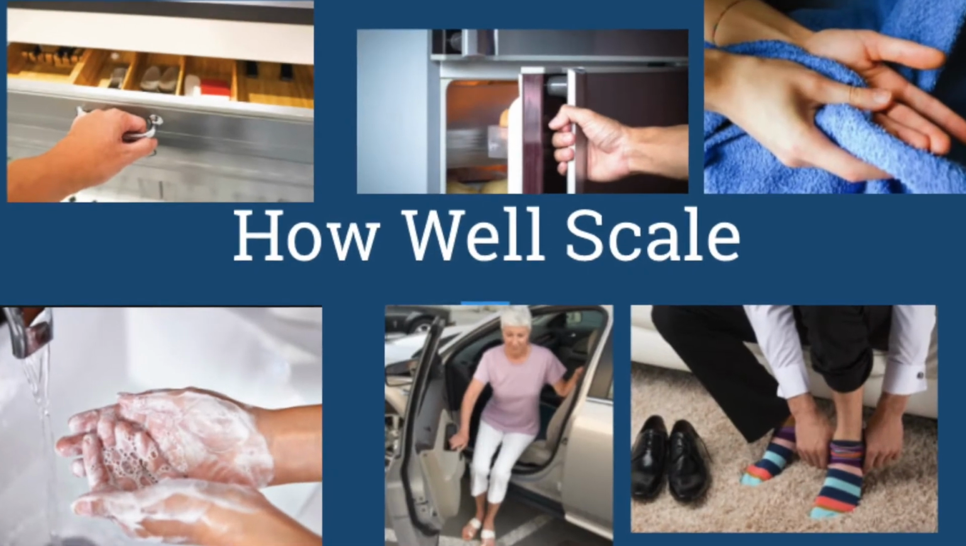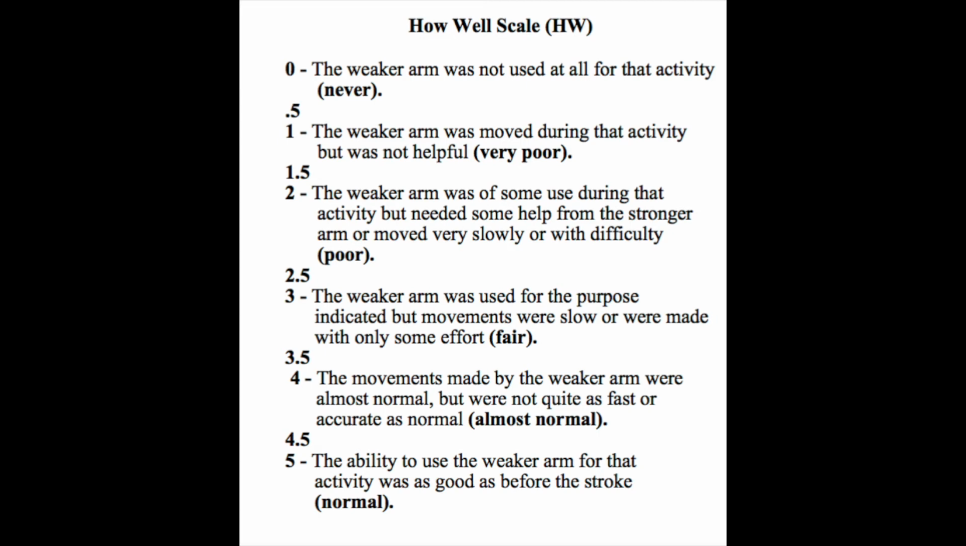Next is the how well scale. The how well scale measures how well the client believes that they used their affected arm. 0 indicates never, 1 indicates very poor, 2 indicates poor, 3 indicates fair, 4 indicates almost normal, and 5 indicates normal.